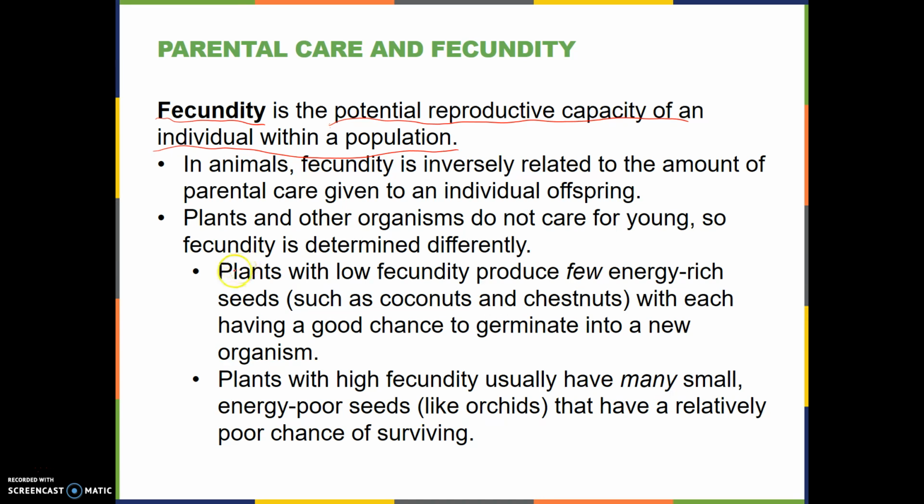So using plants instead of animals as an example, plants with low fecundity produce few energy-rich seeds. Examples of these plants would be coconuts, chestnuts. Each has a good chance to germinate into a new organism. But a plant with high fecundity is going to have many small, energy-poor seeds that have a relatively poor chance of surviving, so only a few individuals that are produced actually survive.